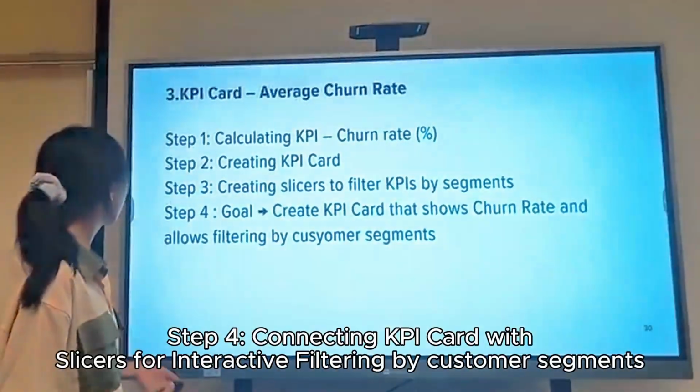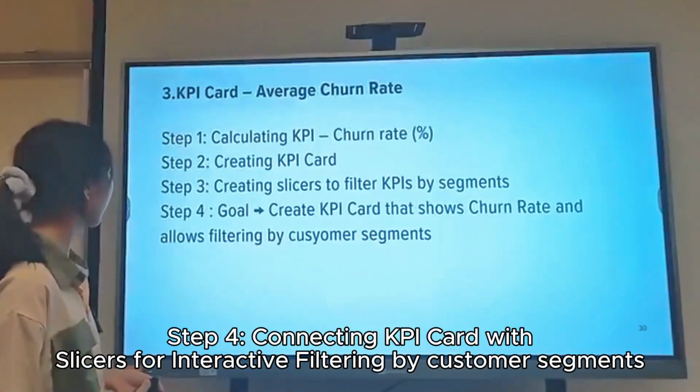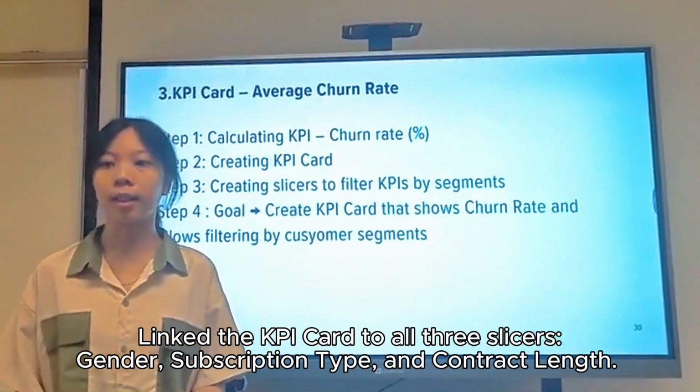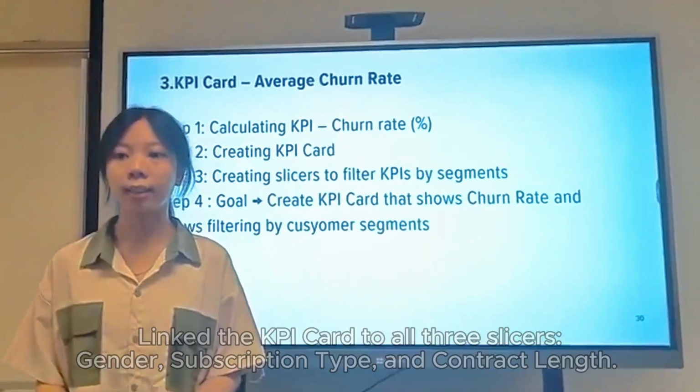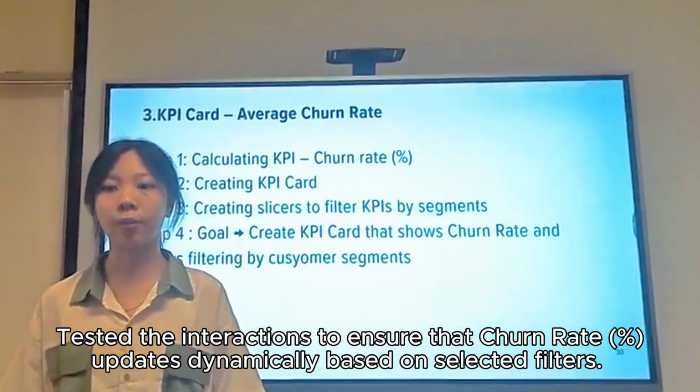And finally, step 4, edit interactions to link the KPI card. Under the Format tab, we can edit interactions to link the KPI card to all 3 slicers: gender, subscription type, and contract length. That ensures they update dynamically based on the selected filters.